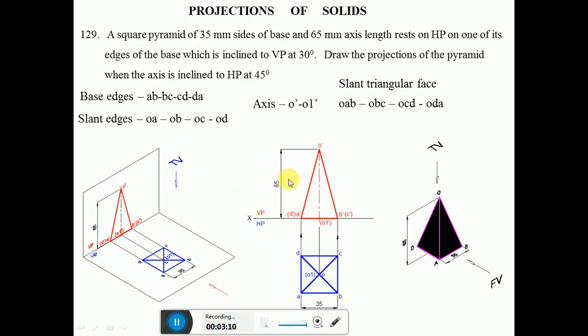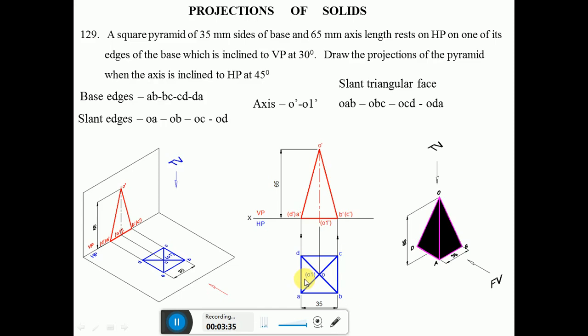So how to draw this? First you measure 35 mm on the sketchbook and mark this line AB. Then again you take 35 mm on this side and mark that. So complete a square. Then draw the diagonals with a dark line. So we have A, B, C, D, O, O1.